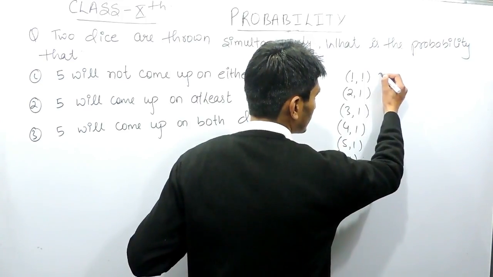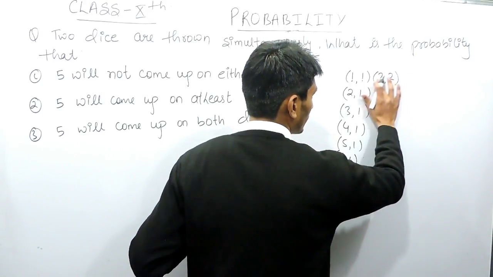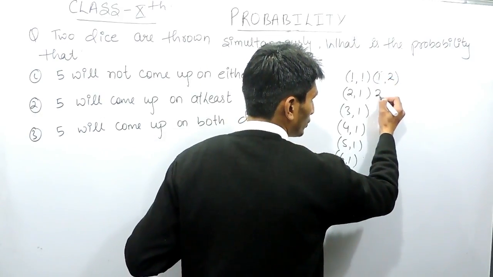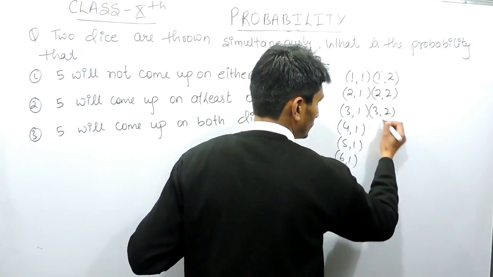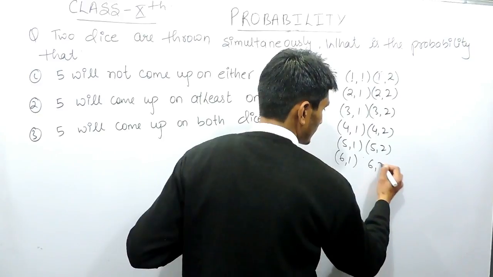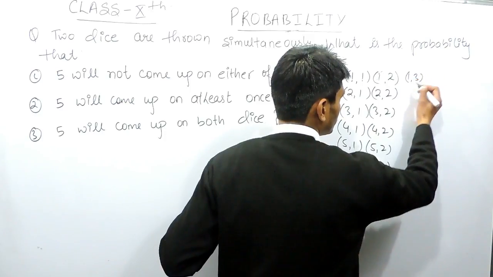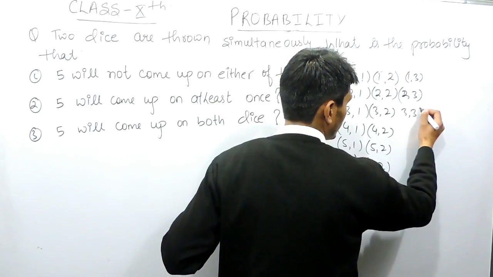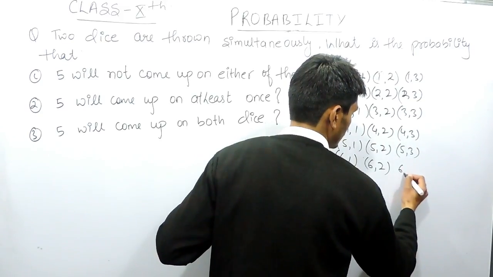In the second set of outcomes, in the second die 2 will come. Here 1 will come in the first, and 2 in the second. Then 2 and 2 will come on both dice, 3 and 2, 4 and 2, 5 and 2, and 6 and 2. In the third set, 1 and 3, 2 and 3, 3 and 3, 4 and 3, 5 and 3, and 6 and 3.